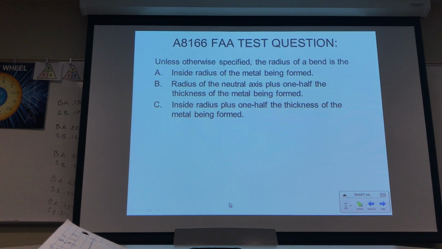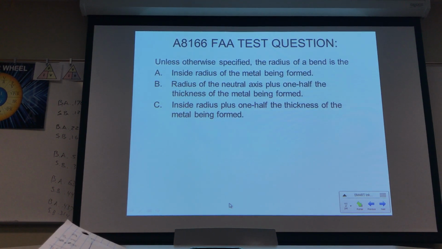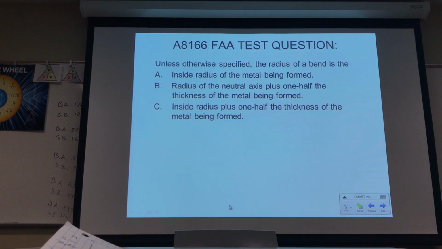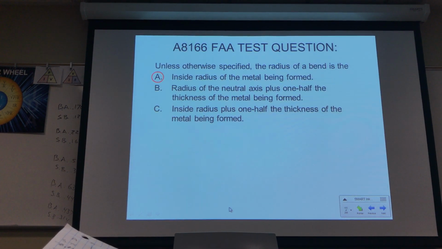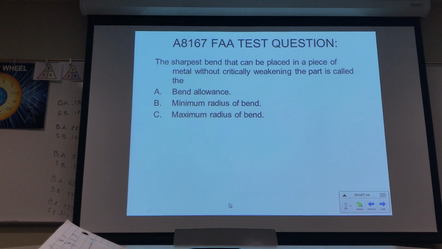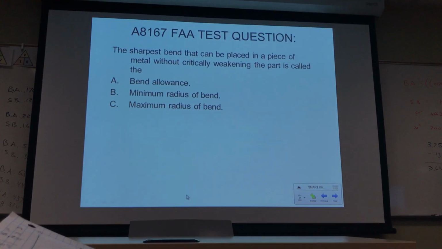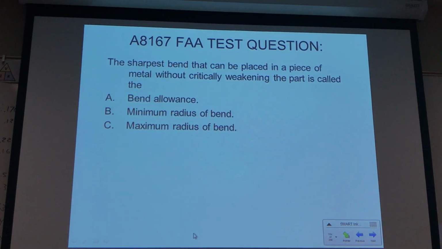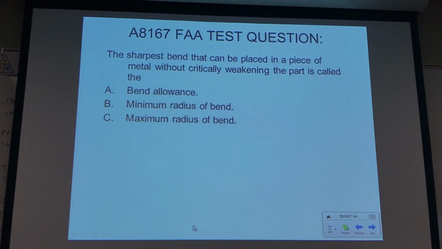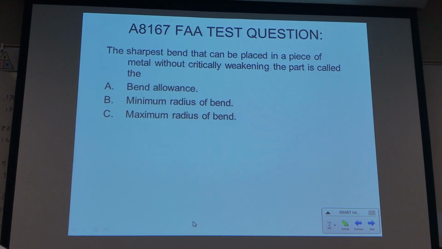How is the radius of a bend measured? Is it the outside of the part or the inside of the part? Inside. Okay. The sharpest bend that we can make in a part without critically weakening it is termed what? Minimum or maximum? Minimum.